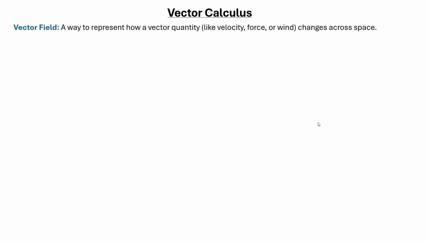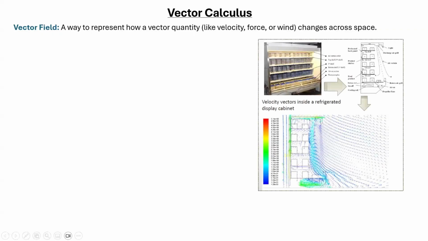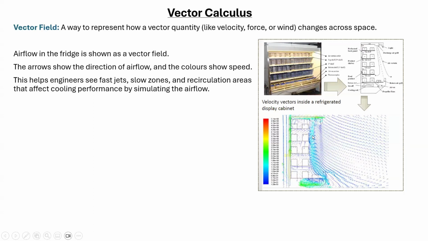Over here, as you can see, there is a refrigerator, and underneath is a simulation of its airflow. These arrows indicate the airflow in the refrigerator, and the colors show the speed of the air. This overall simulation helps engineers and designers see fast jets, slow zones, and the circulation of the air that may affect the cooling performance of the refrigerator. So basically, it's all done by simulation.